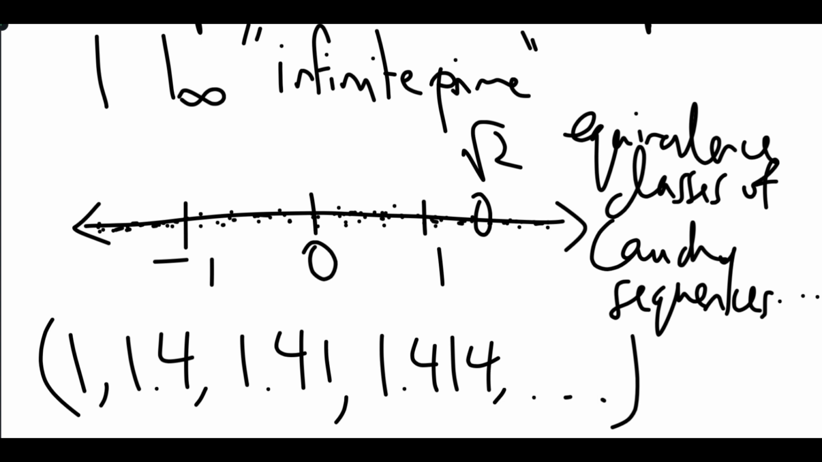Now this sequence approaches root 2, and the terms are getting closer and closer together, but root 2 is not in Q. So that's what it means to say that Q is not complete. It means that there are somehow these gaps. So when we fill in the gaps, we get the real numbers.